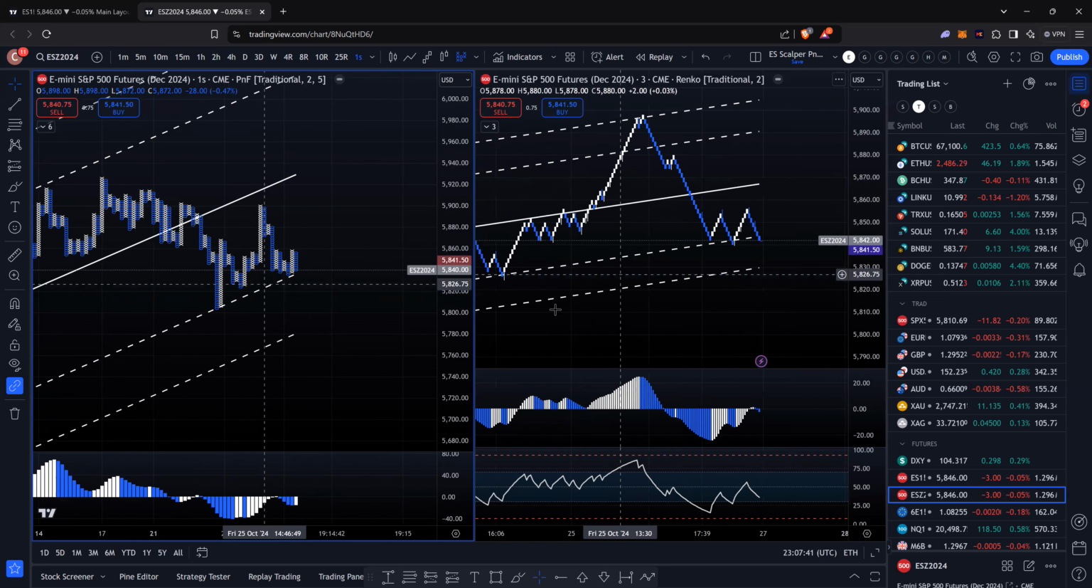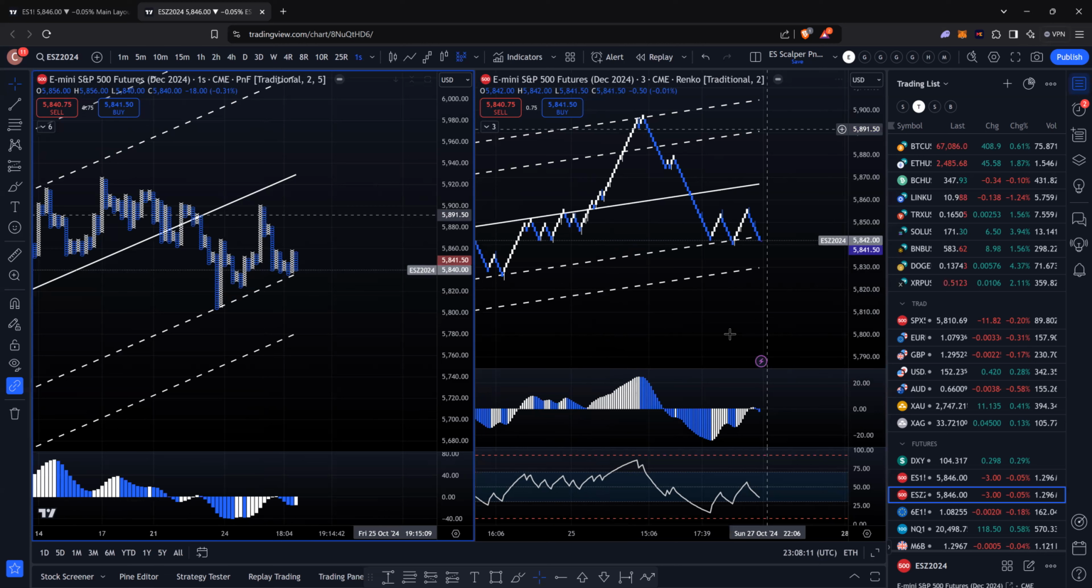But that's the basics of how I structure my analysis and my scalping sessions.